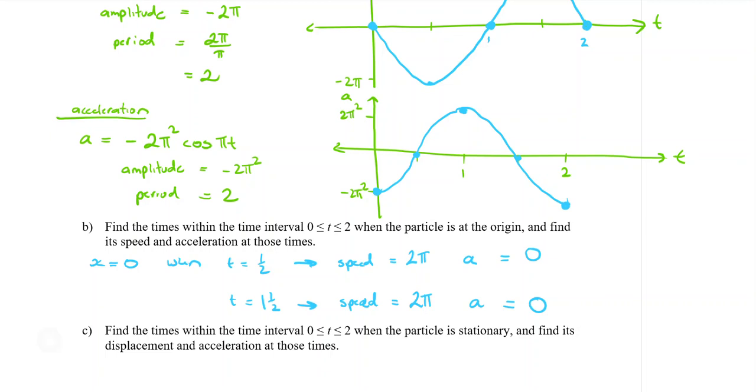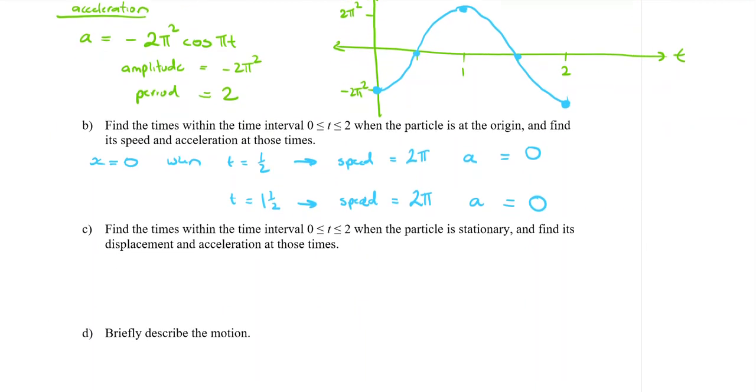Part C, what else do they want us to find? Find the times within the time interval when the particle is stationary. What does that mean when I say the particle is stationary? What equals 0? Velocity equals 0. So look at your velocity graph. Tell me where the velocity is 0. At t equals 0, t equals 1, and t equals 2.